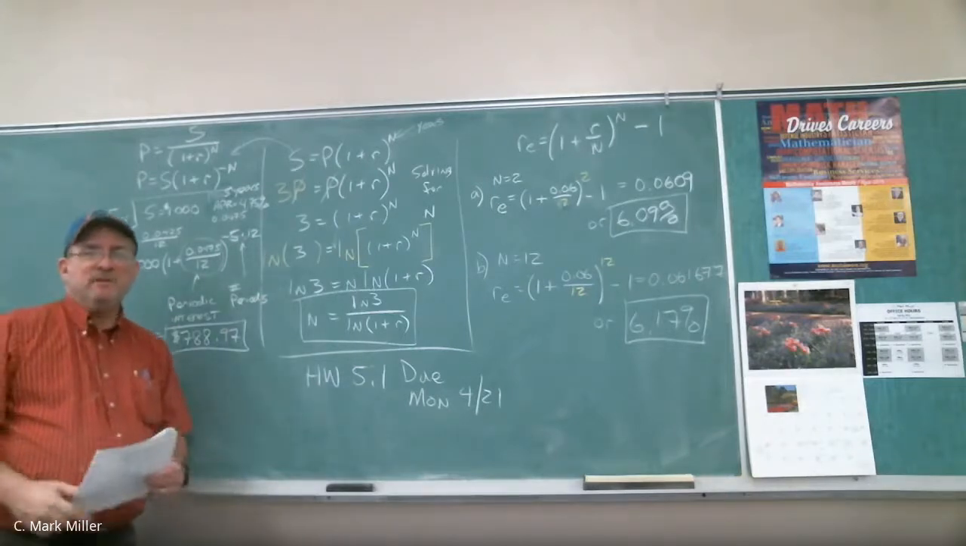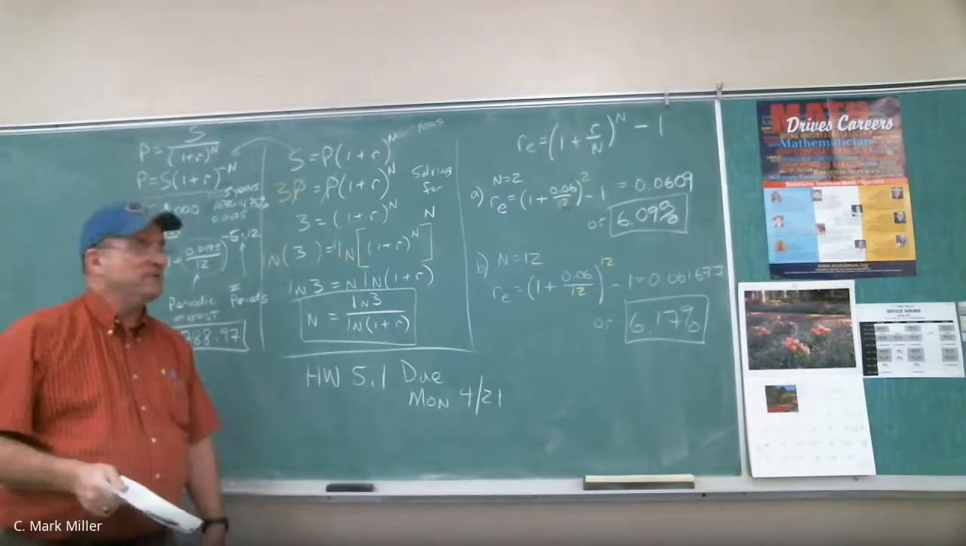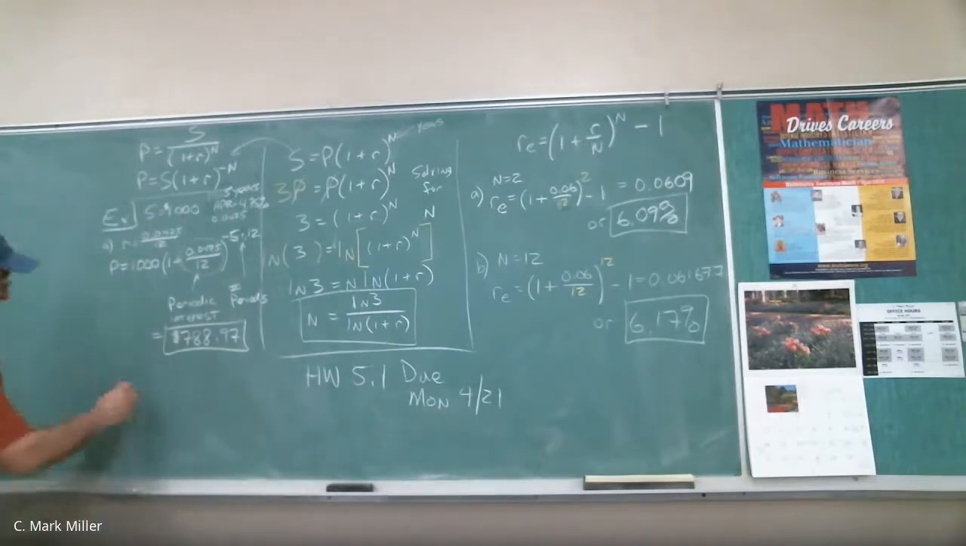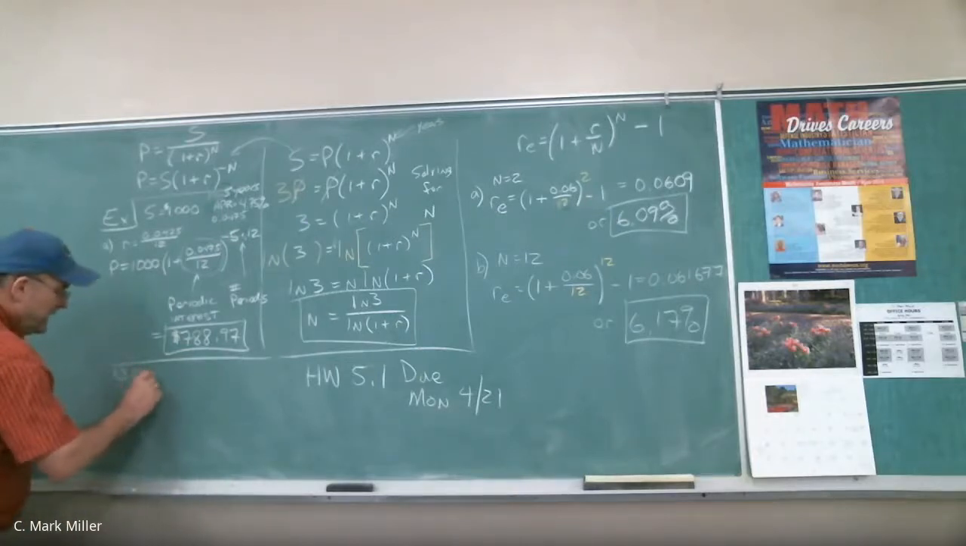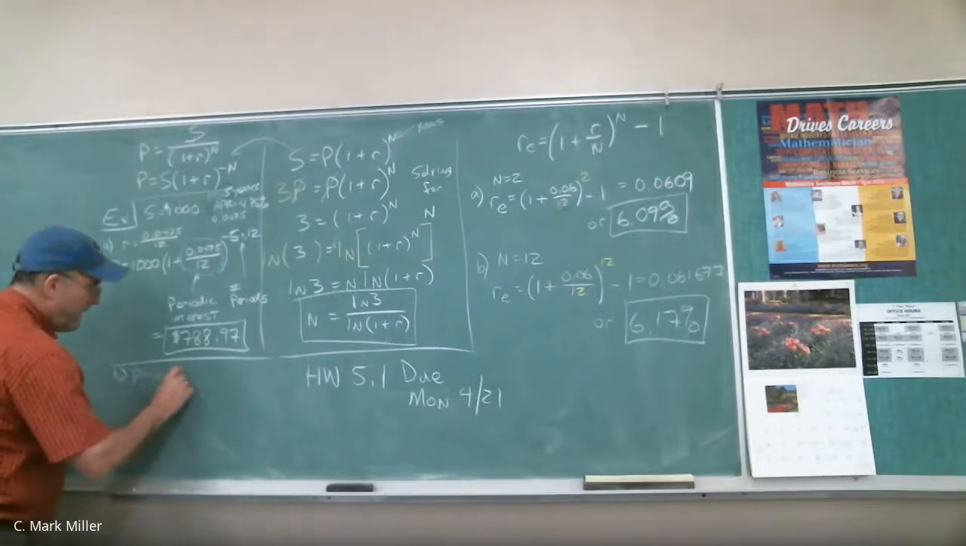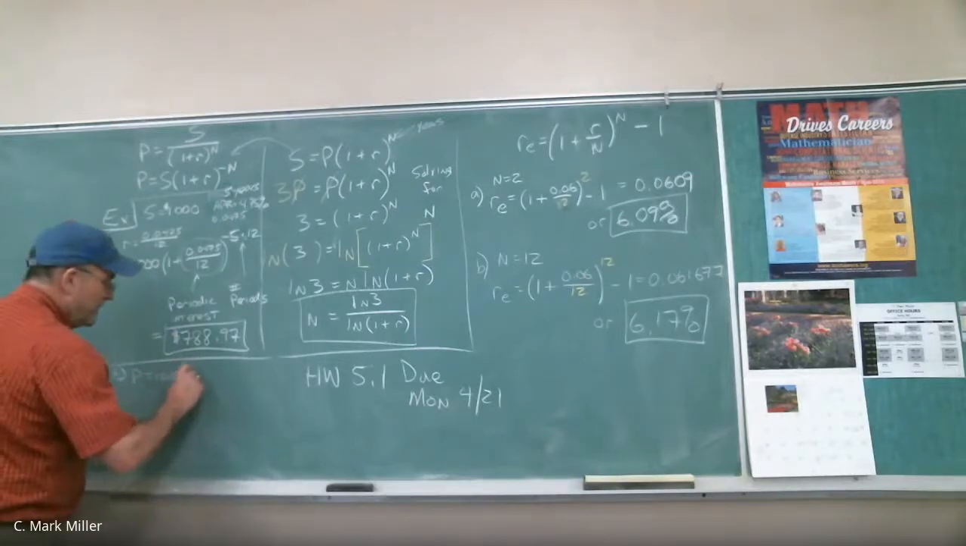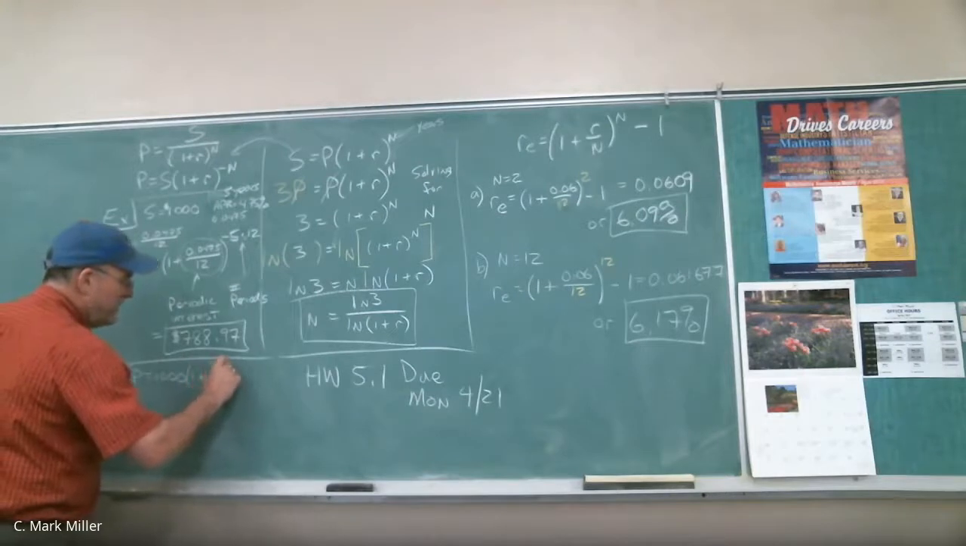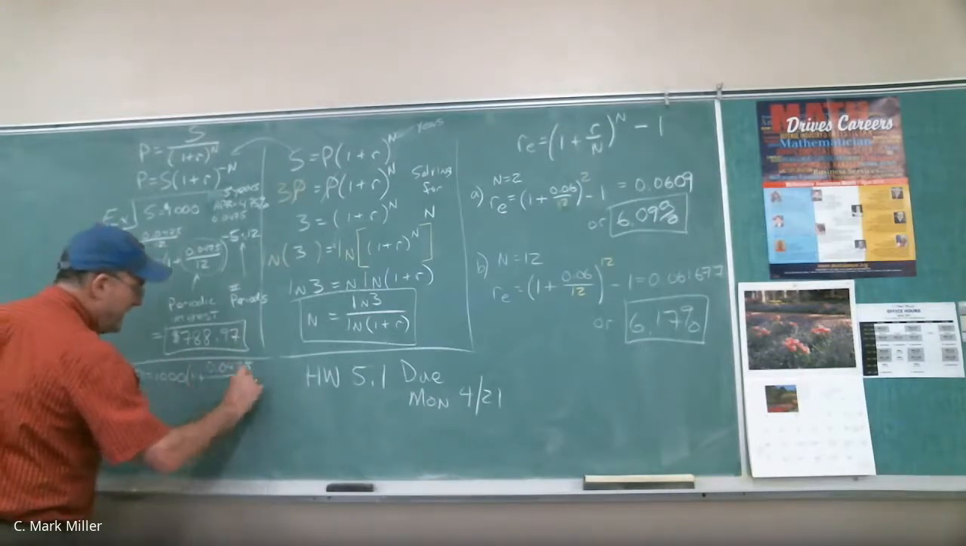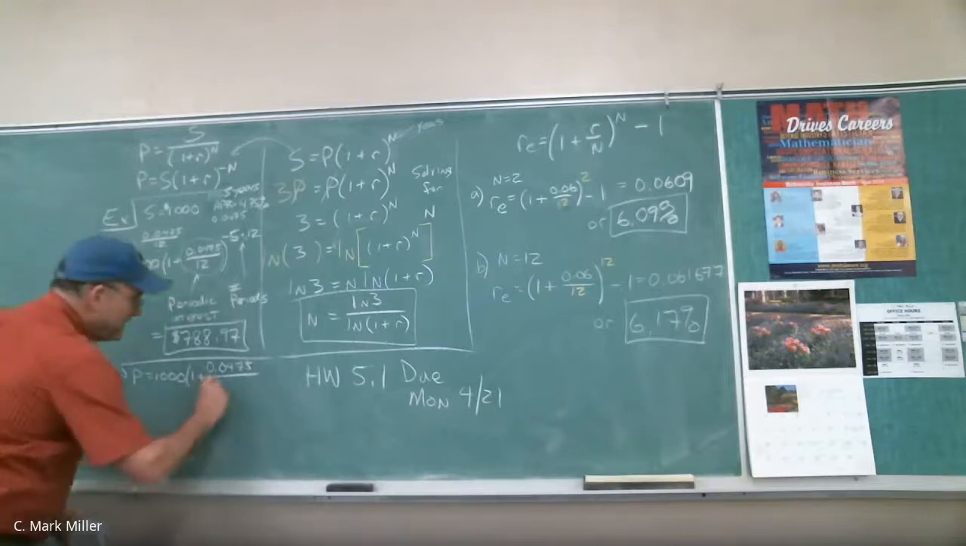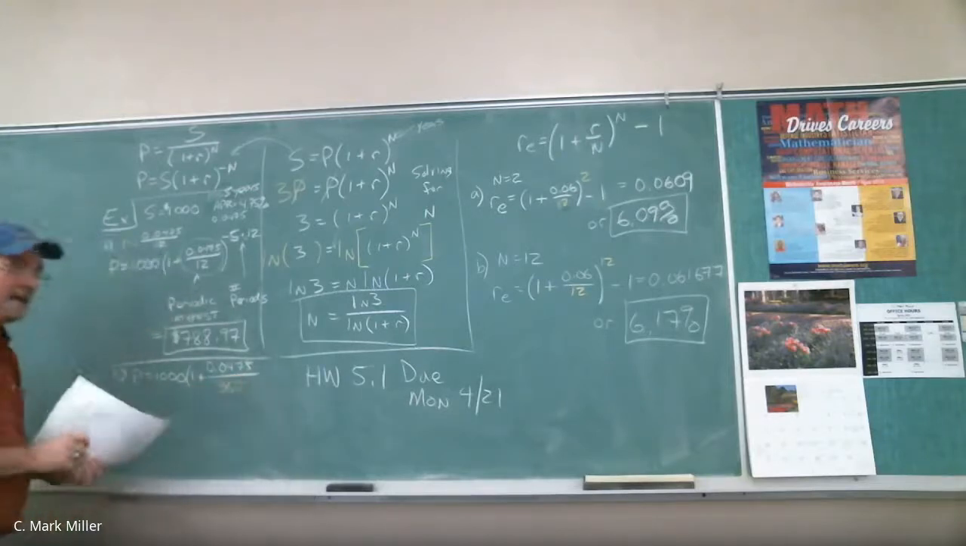I'm getting to the edge of my camera range, so I'm going to squeeze part B down here. Part B, we change the compounding frequency to daily. So P is 1,000, 1 plus 0.0475 divided by 365. That's a daily interest rate.